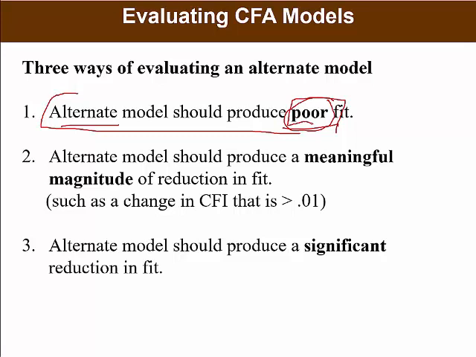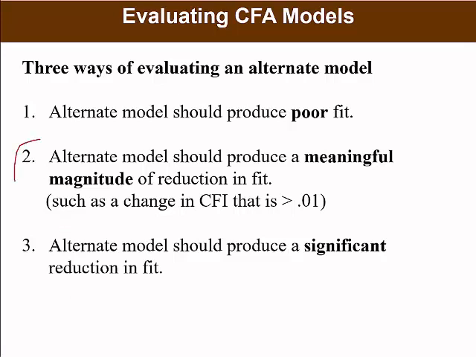So we could simply look at the fit of our alternate model. A poor fit means we reject it. Or if that alternate model fits well, then we say, oops, that's not what we wanted, but look at that. The alternate model is fitting well, so I guess maybe we should use that one, even though it wasn't what we were expecting.